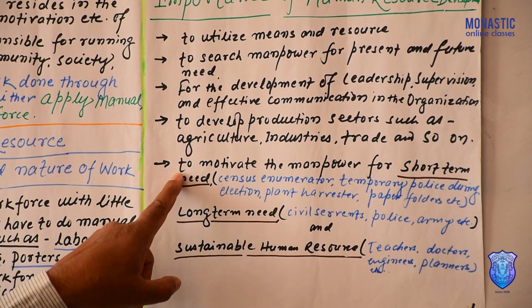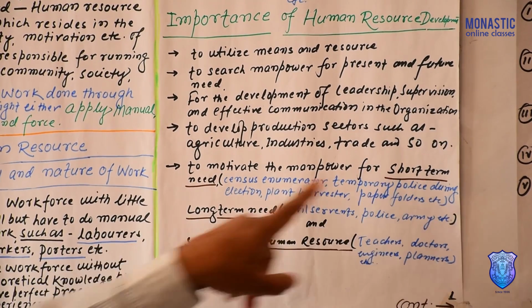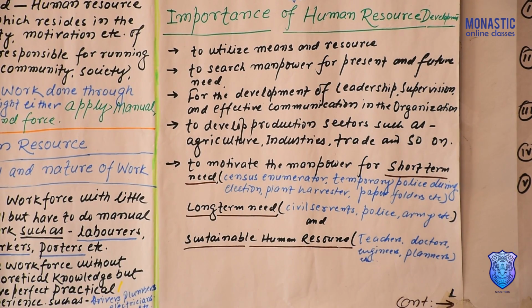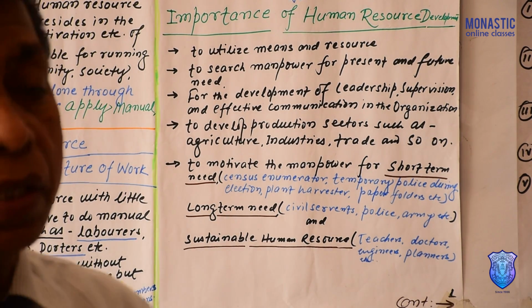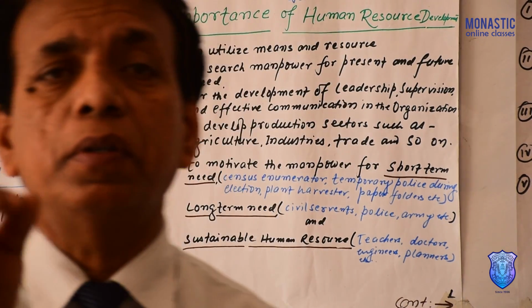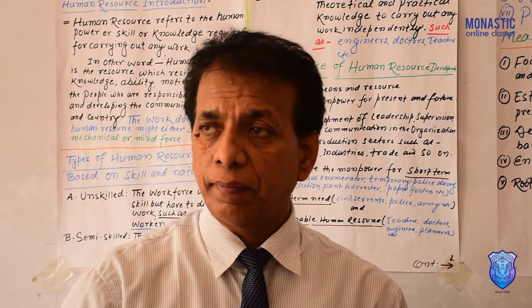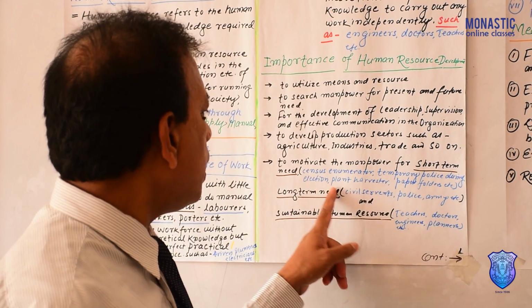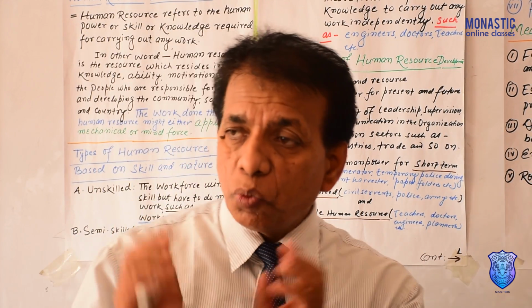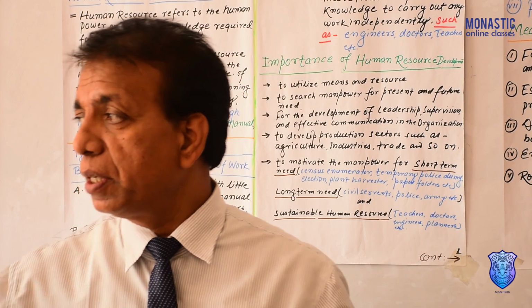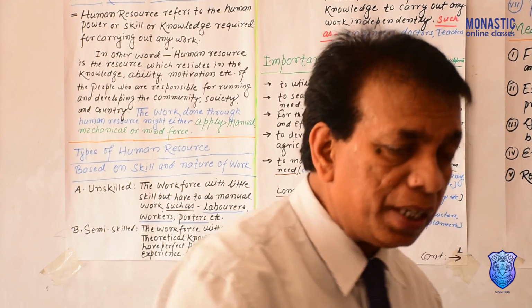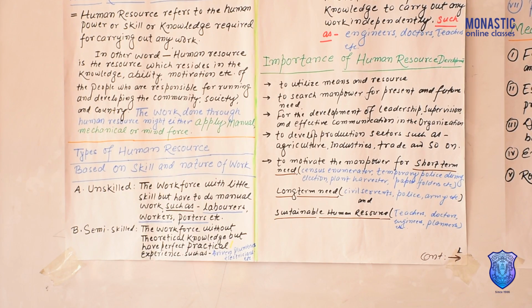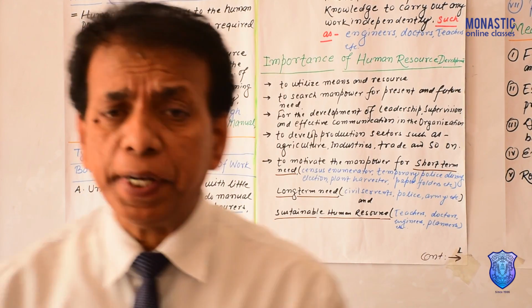Also given here is to motivate the manpower for short-term need, long-term need and sustainable resources. Manpower is needed for short-term needs. Short-term means such kinds of work which can be done for a short period of time. It is not for long. Sometimes some work is seasonal. Sometimes some work can be carried out in some society, inside the nations, for short periods.